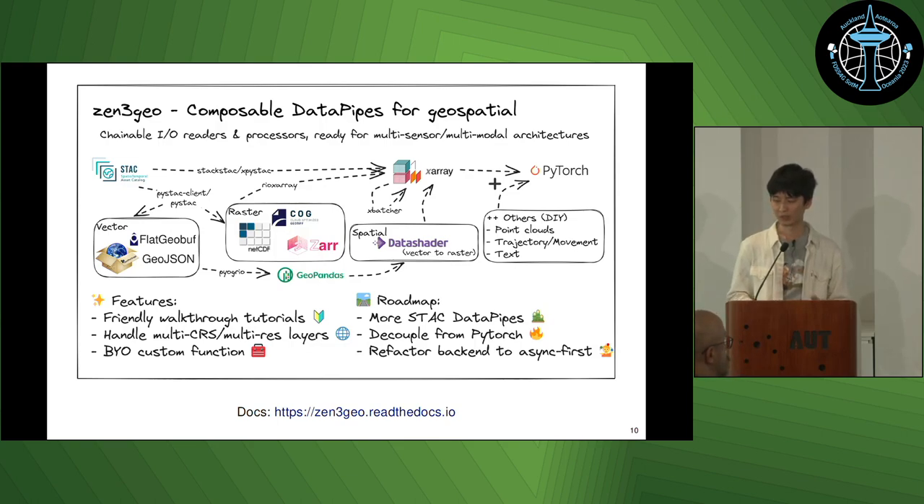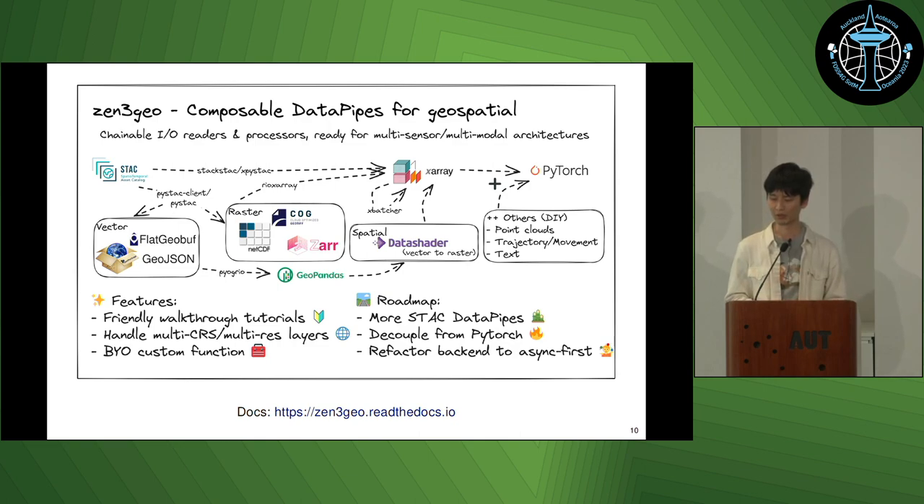And also, if you have other data sets, you can do it yourself. If you have point clouds, trajectory, movement data, text data, voice data, you can create your own data pipe as well. You're not stuck with what's here on this image. You can DIY your own custom stuff. So do check out the docs. I've written some friendly walkthrough tutorials that walk you through examples like object detection, segmentation, all of those different end-to-end examples.